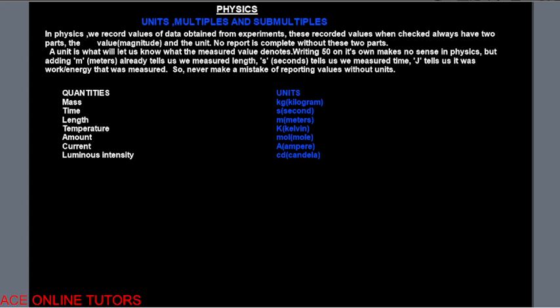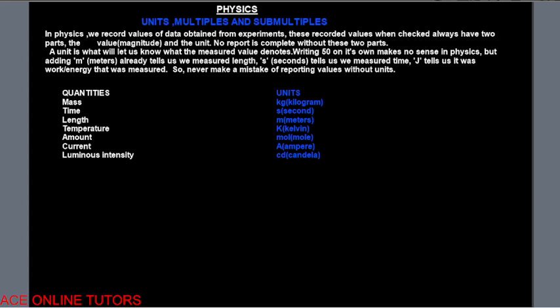Now, what are their units? For mass, we measure mass in kilogram. We measure time in second. We measure length in meters. We measure temperature in Kelvin. We measure amount in mole. We measure current in ampere, and we measure luminous intensity in candela. So those are the units of these 7 fundamental quantities. We must know them. We must make sure we know all of them like this, and also their units.